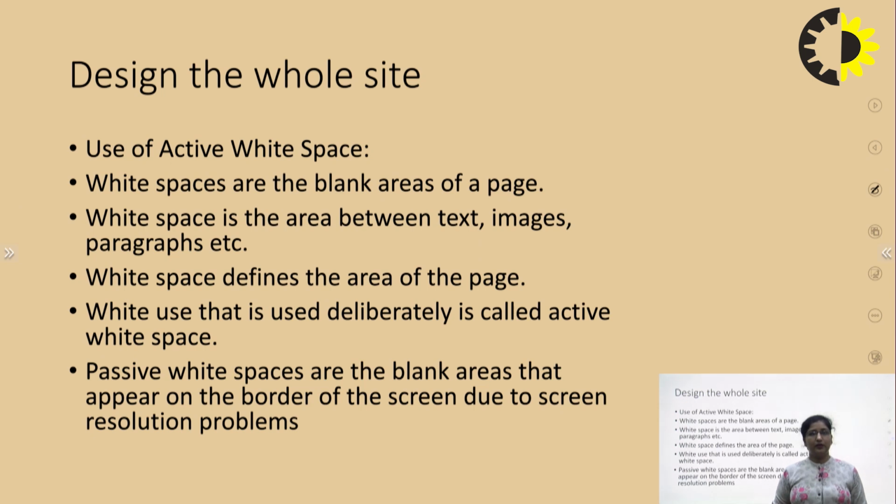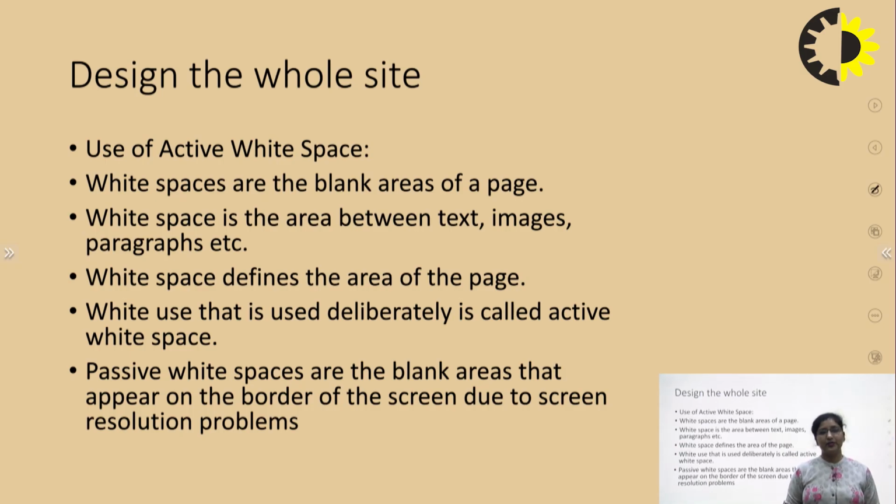Next thing, for designing the website, we can use active white space also. What is white space? We know that white space is a blank area of a page. The area between the text, images and the paragraphs is also known as white space. So white space defines the area of the page in which I am going to put my data. And when it is used deliberately, it is known as active white space.